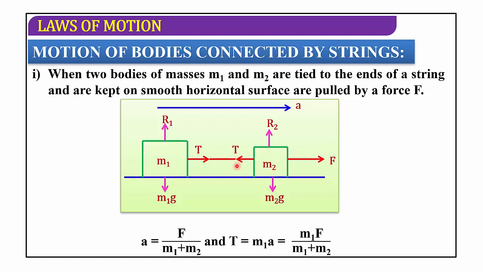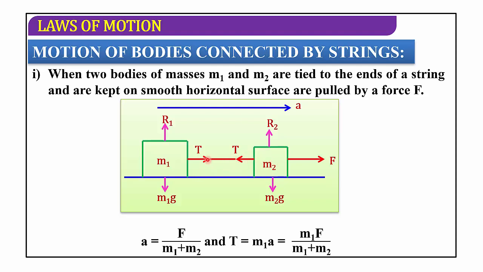Tension along the string. So in these cases, how to write the equation for acceleration as well as tension? We know general formula A equal to F by M. It is very easy, F divided by M. In place of M, directly you go for M1 plus M2. How to write tension? Tension along the string T equal to M1 into A. Is it clear? T equal to M1 into A, because this string is connected between two bodies.